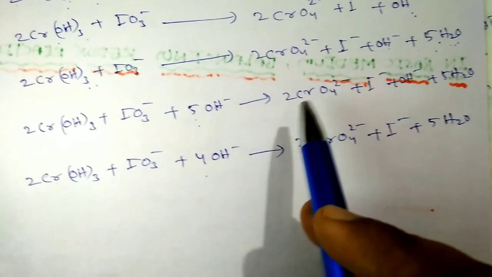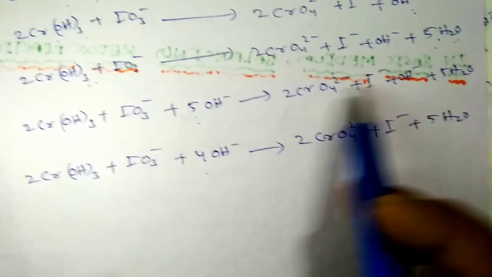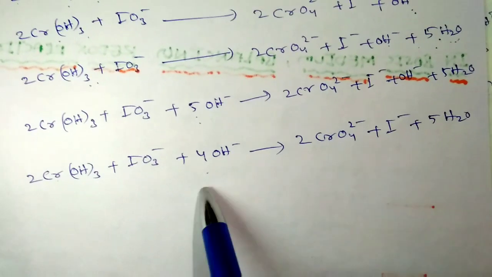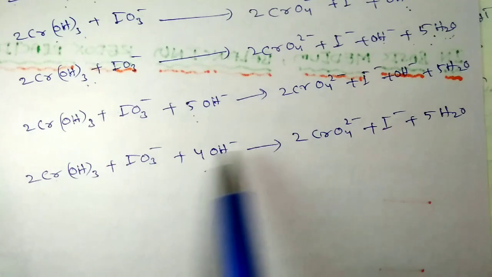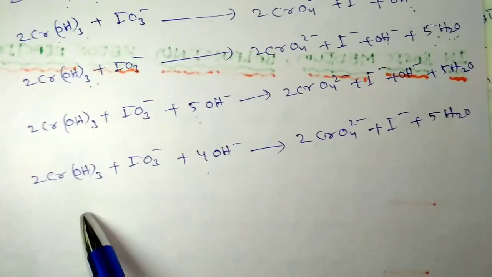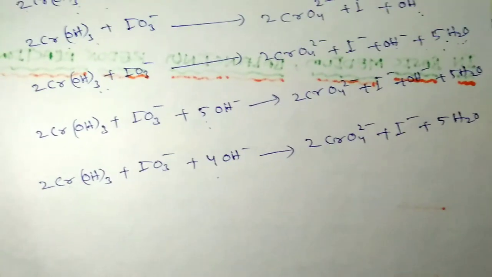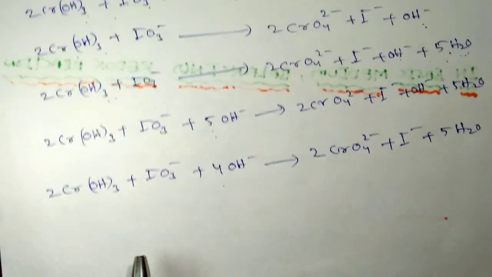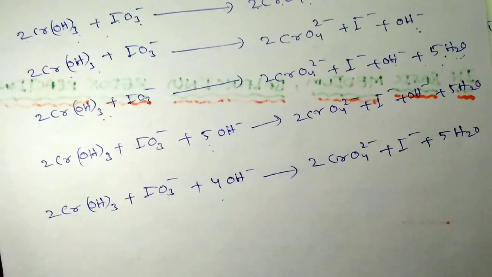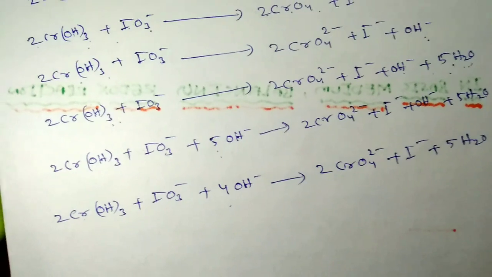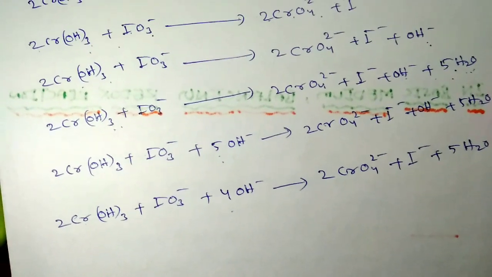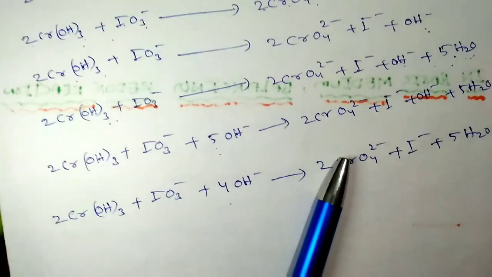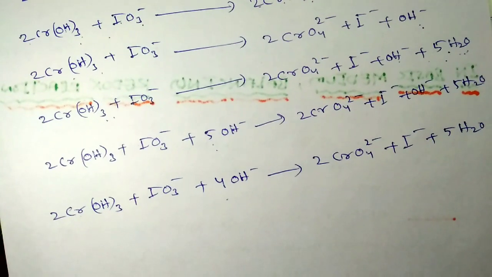Then just cancel. Whatever gets cancelled, OH minus here and OH minus here will cancel, and the remaining things will come like this. Look at the number of hydrogen atoms, the number of oxygen atoms, the number of chromium atoms. So all atoms got balanced. Students, you just have to remember those tricks, and according to the tricks, one by one you have to balance all those reactions. Balancing redox reactions in basic medium and acidic medium is very important.